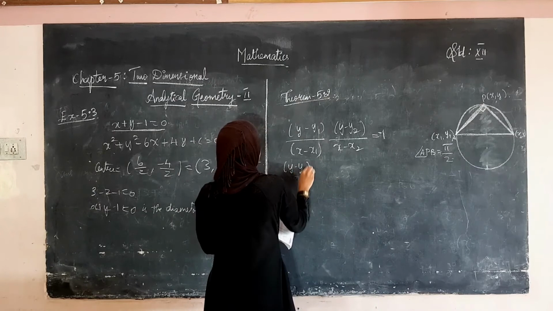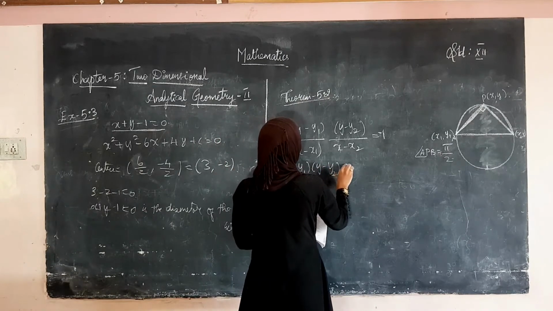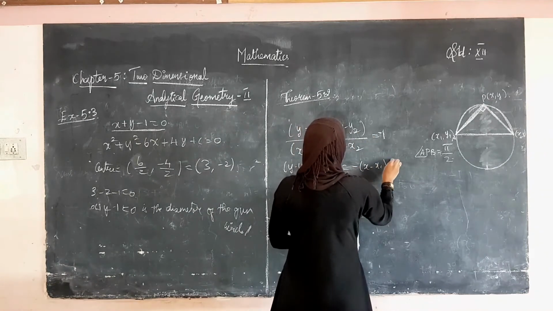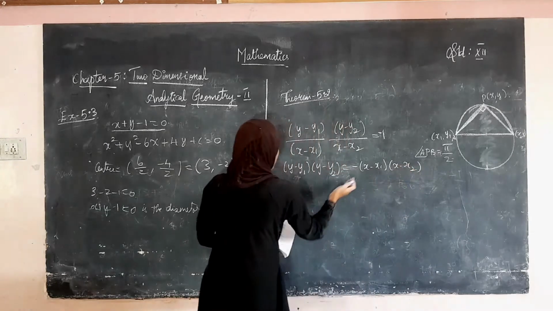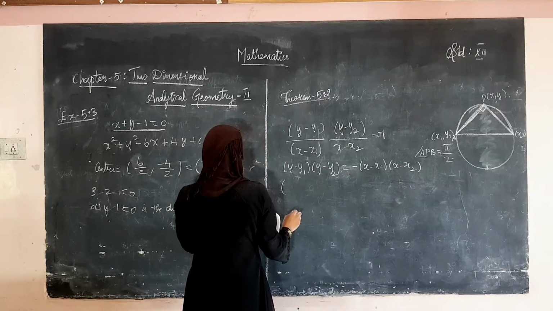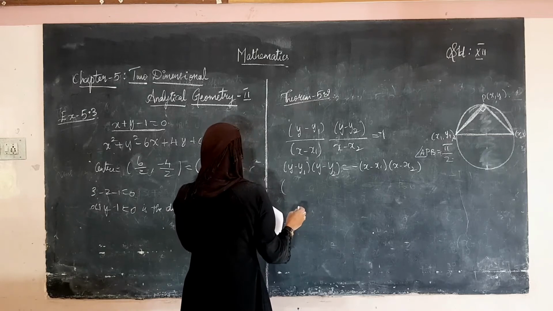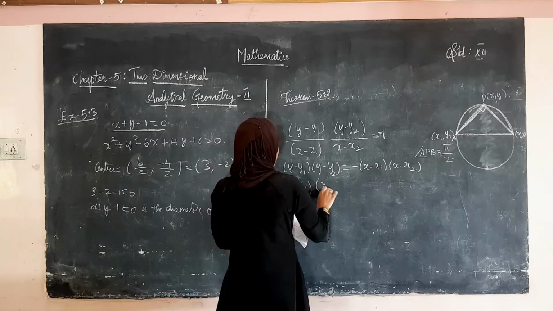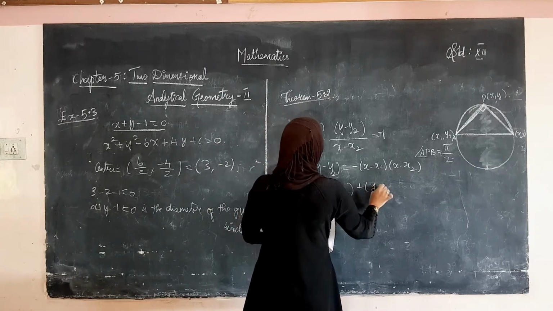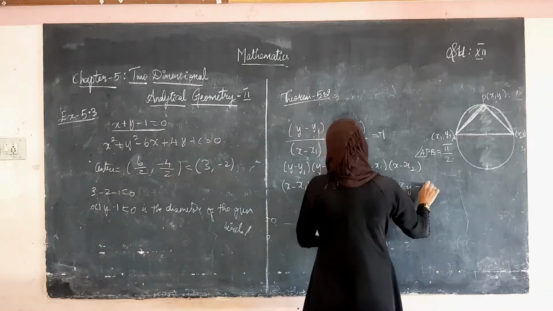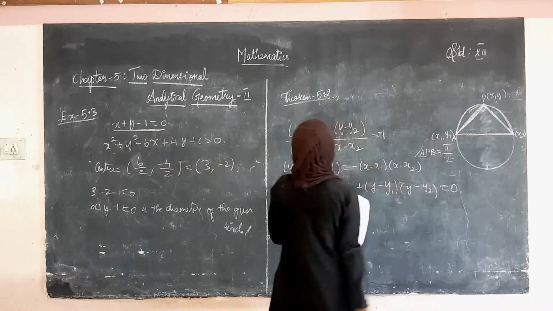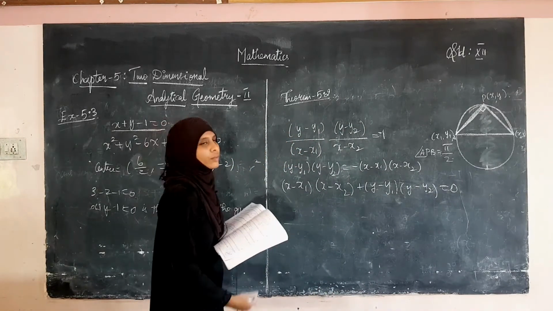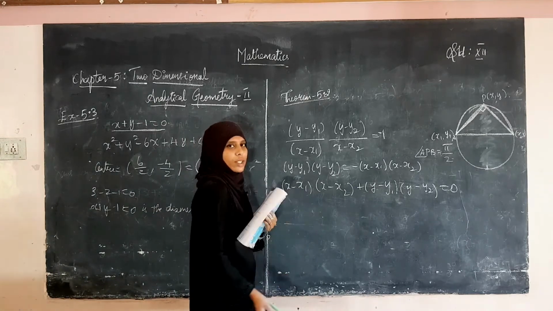(y minus y1) into (y minus y2) is equal to -1 into (x minus x1) into (x minus x2), bringing this term to that side. On bringing this term to this side, what happens is (x minus x1)(x minus x2) plus (y minus y1)(y minus y2) equal to 0. This is the required equation of the circle. Hence this is what they have asked us to prove, hence proved.